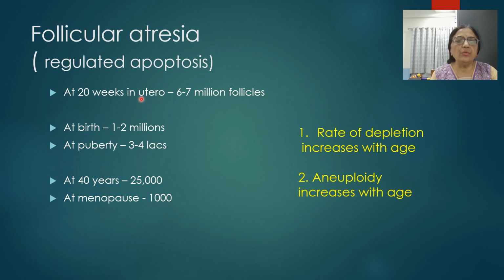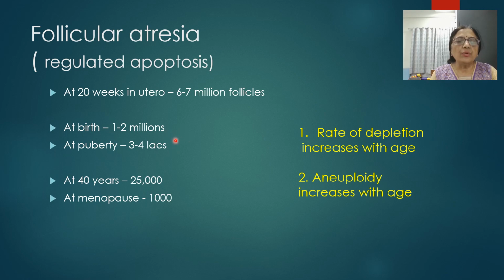So in utero, at 20 weeks, it is said that the follicle number is at its peak. 6 to 7 million follicles are present at 20 weeks of intrauterine life, but atresia is going on in the fetal life also, so that at birth only 1 to 2 million are there.